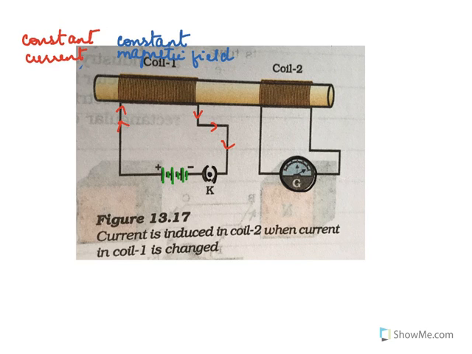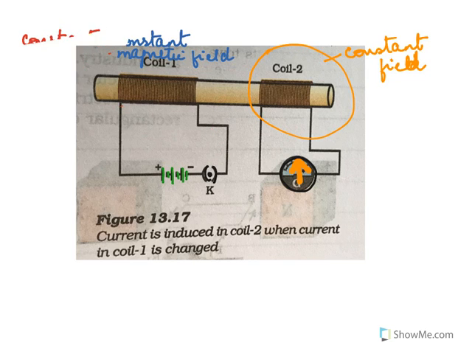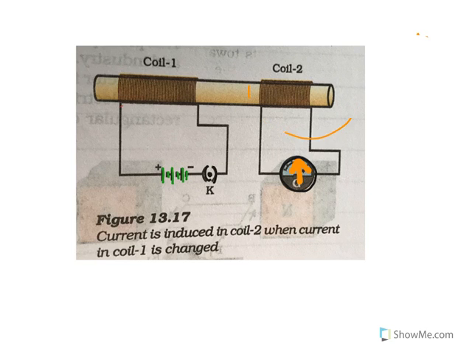You keep the switch on for a couple of minutes, maybe 2 or 3 minutes, and you find there will be a constant current, and a constant magnetic field. So coil 2 now is in a region where there is a magnetic field around coil 2, but it's a constant field. And constant fields do not produce current. The galvanometer will show zero deflection. The minute you switch off the current, there'll be no current, there'll be no magnetic field, and the field will suddenly drop to zero. Now there will be current here, because coil 2 will be in a changing magnetic field, in a decreasing magnetic field.